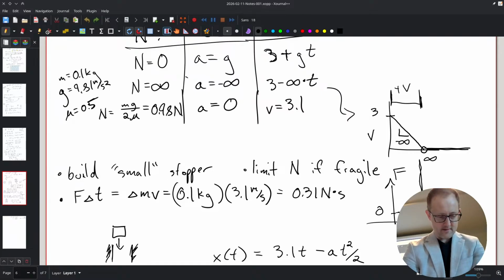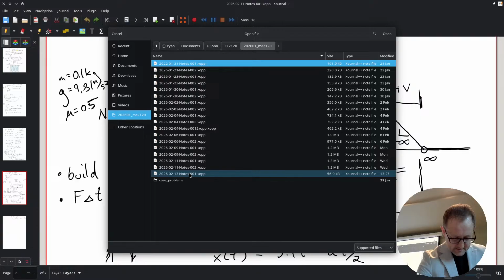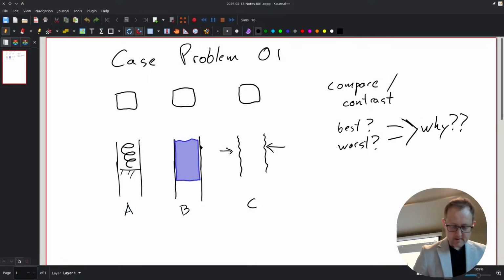Okay, so then the other thing was more of a broad question of what's expected here. What are we supposed to do with this case problem? It's an engineering problem where we have 3 different proposed stoppers. So you should be laying out what the free body diagram is that you're using for all 3, what the differential equations are for all 3, and what the solutions are. That's sort of the introduction and methods.